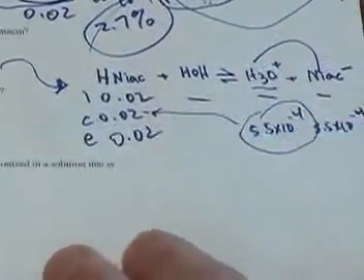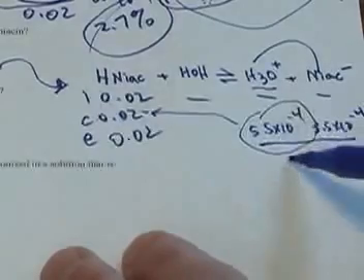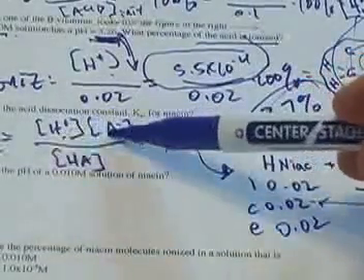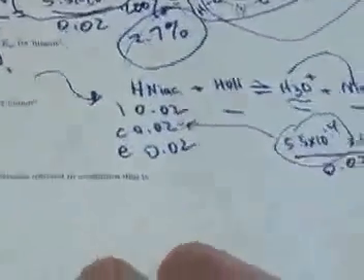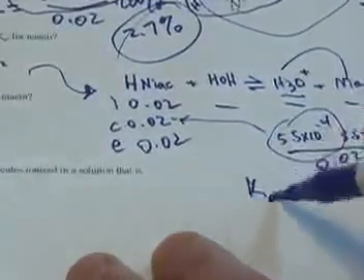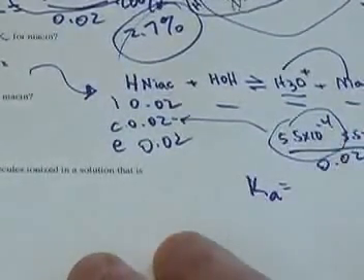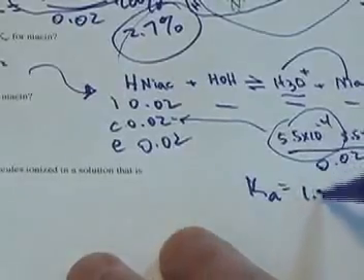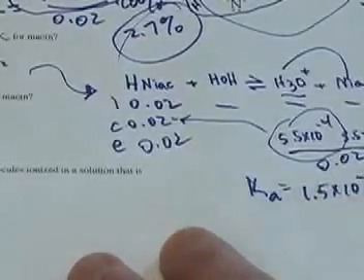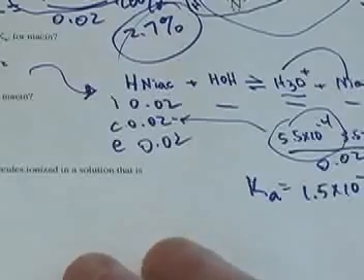And to find the Ka, we take these two multiplied together, divided by 0.02, because it's these two concentrations divided by the HA, and we end up with a Ka for niacin of 1.5 times 10 to the negative fifth. We'll actually use that in the next problem.